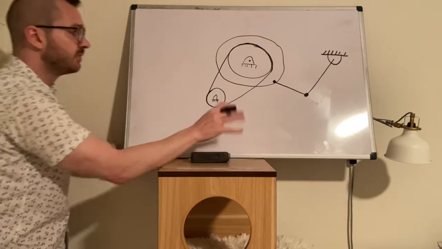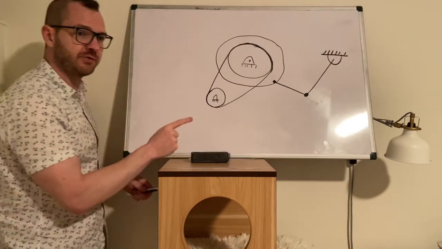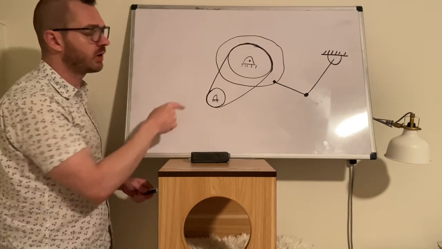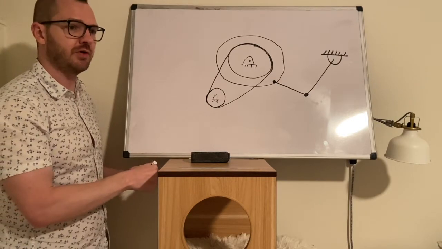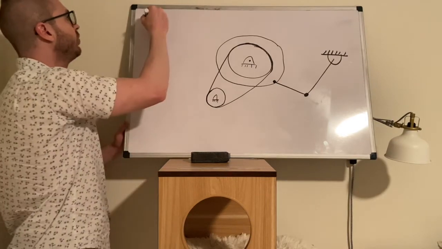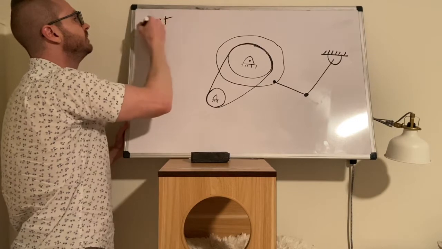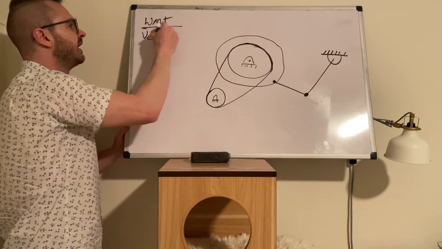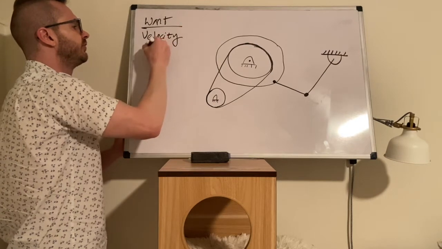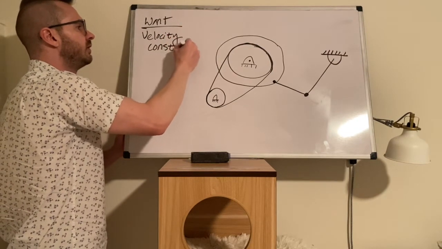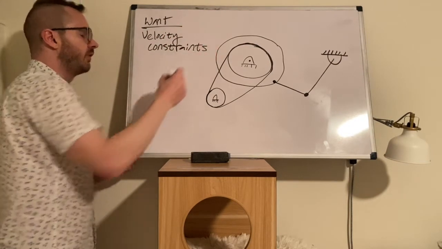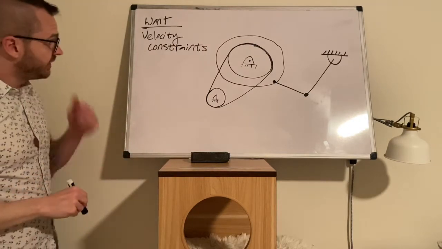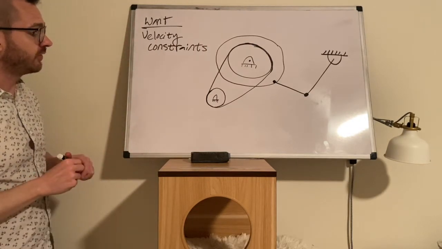This time, specifically, I want to look at the constraints in the problem, and then I want to consider the effects of velocity on those constraints. So, what do we want? We want the velocity constraints. So, what's the approach for finding velocity constraints?